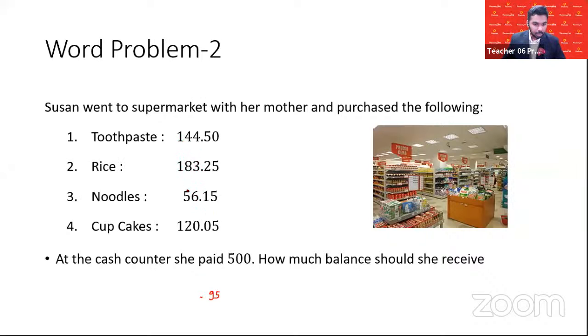Now, what about the others? Some observation will let you know that 56 and 144, they add to 200. And there is 183. So that makes it 383. 383 plus 120 is 503. So total is 503.95. So in fact, the shopkeeper would ask you to pay close to 4 rupees again. So what should Susan say? She should say her mother to pay another 3.95 rupees.